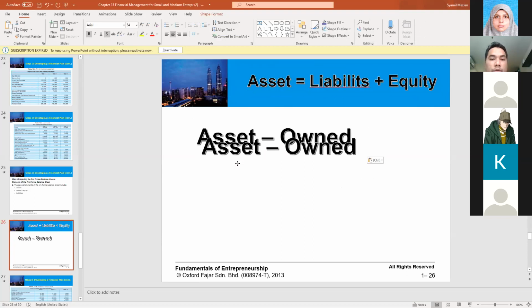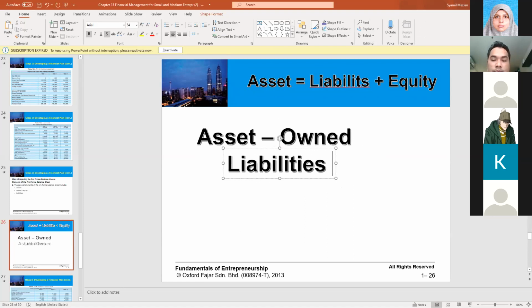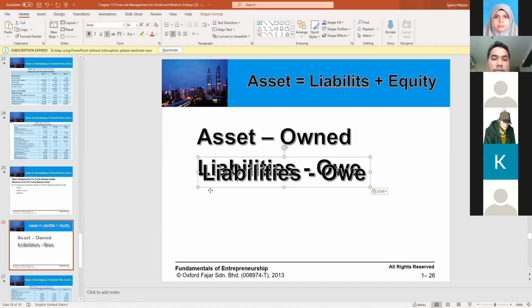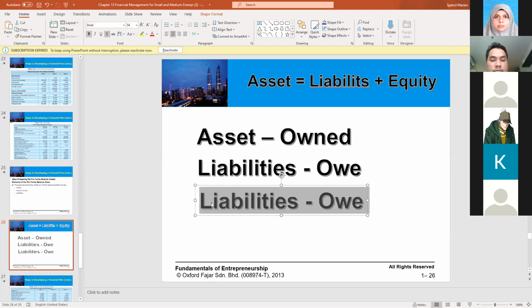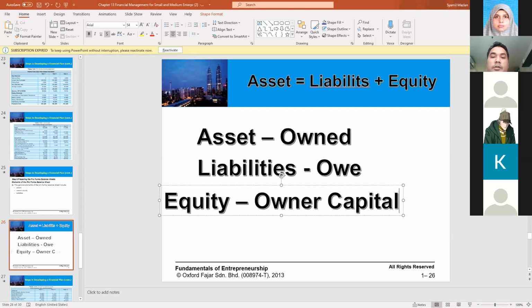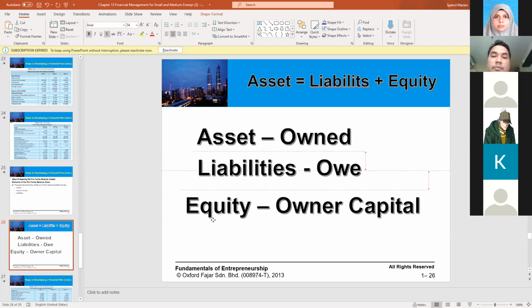That's something that you own. Liability is something that you owe. And then the equity is the owner's capital. Okay.